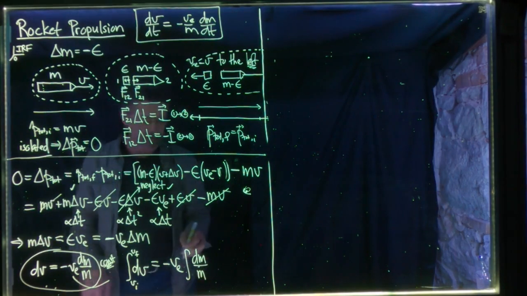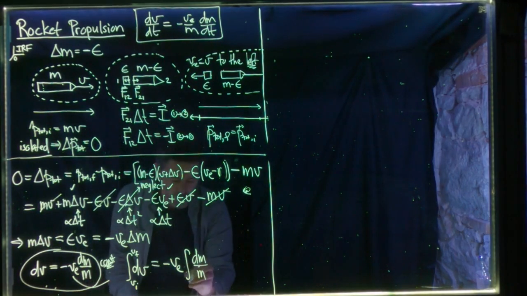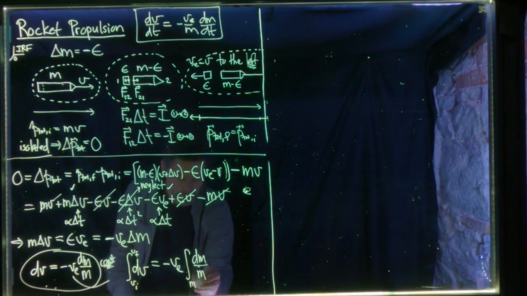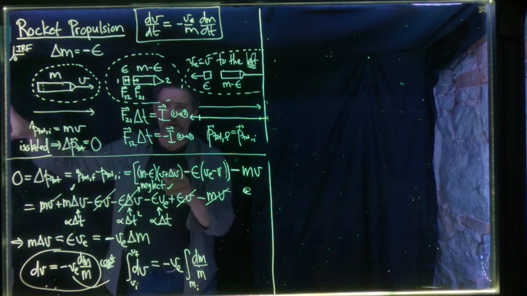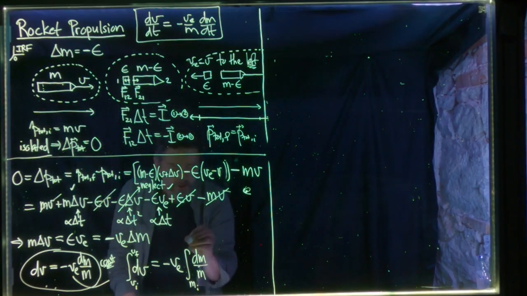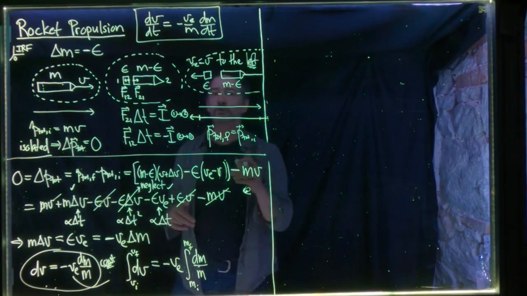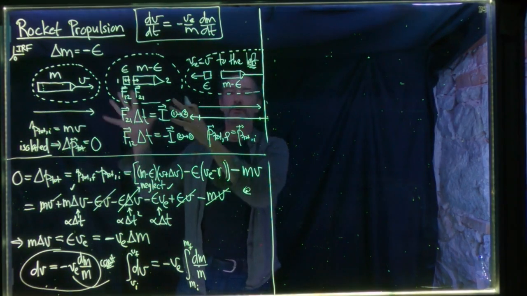Okay, and the integration variable here is m, so we're going to be integrating that from the initial mass of the rocket, whatever it had, say, a long time ago at launch, to the final mass of the rocket, any final time that we choose. And usually it's the time when all the propellant is burned out.